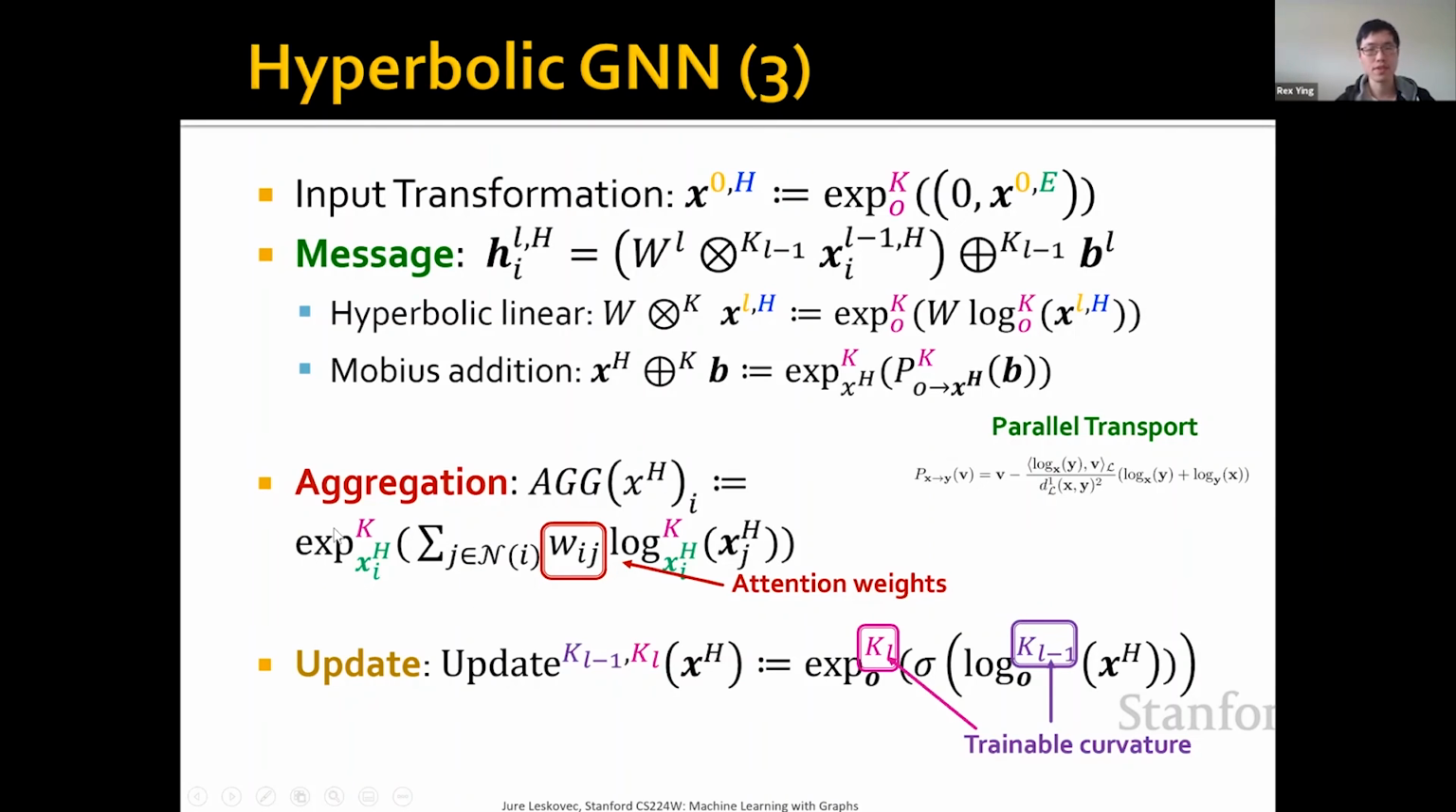In the aggregation, this is very similar to the graph attention networks that we have learned. We have these attention weights here, and we also map the points to the tangent space, use the attention weights to aggregate them, and then again map it back to the hyperbolic space. And the update function again follows the same rule, where we map it to the tangent space and perform the nonlinearity, but note that here we map back to a different curvature, because the next level has a different curvature and different space definition.